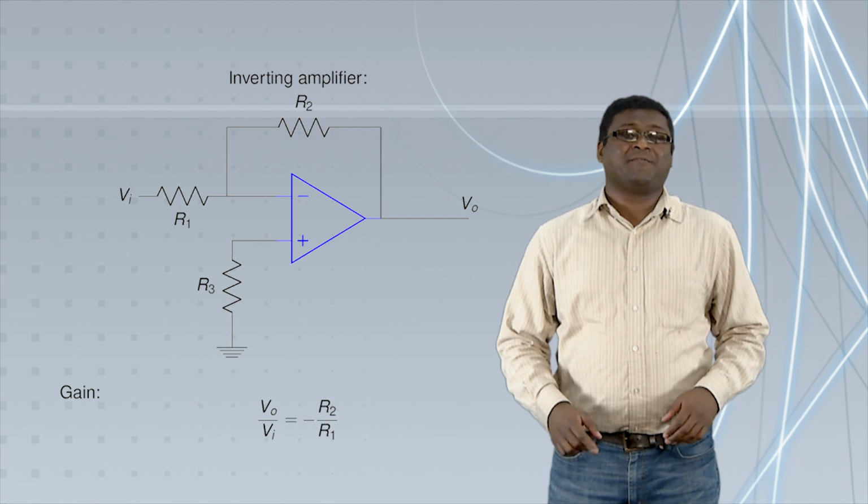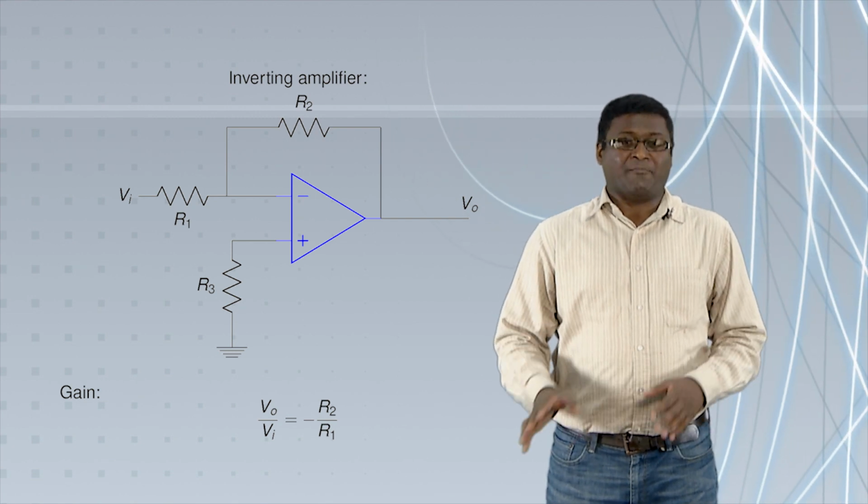If you want to know why these 2 rules come about, watch this other video. The first circuit we'll be looking at is called the inverting amplifier.